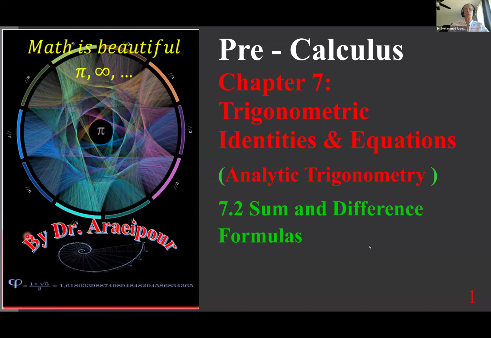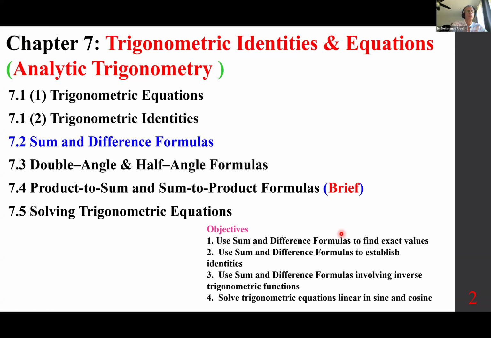Good afternoon, class. We are looking at chapter 7, trigonometric identities and equations. Here's 7.2, sum and difference formulas. So we looked at trigonometric equations and identities, and now sum and difference formulas.